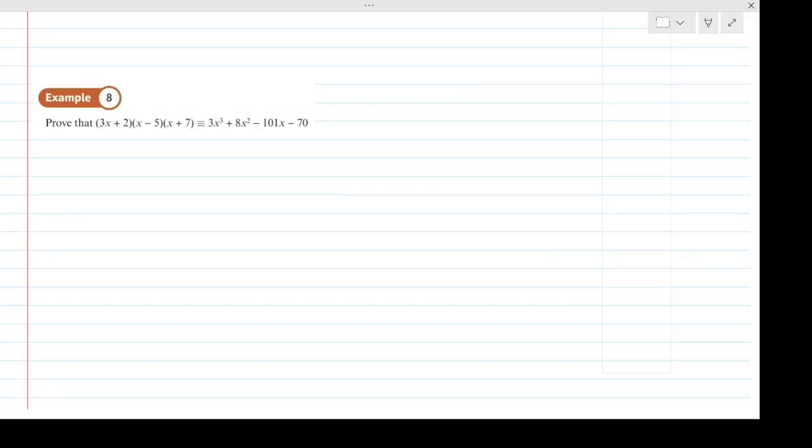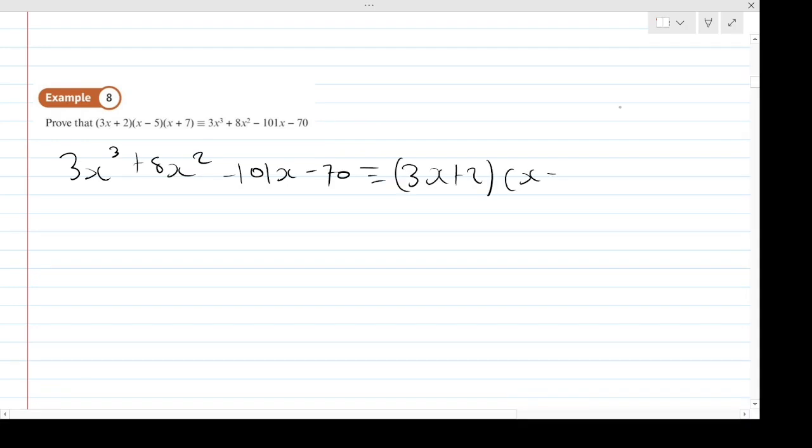Okay, cool. So first example then, we are asked to prove that 3x plus 2, lots of x minus 5, lots of x plus 7 is identical to 3x cubed plus 8x squared minus 101x minus 70. So again, we have this identical symbol. We need to prove that the left side is exactly the same as the right-hand side. If I write this out again, 3x cubed plus 8x squared minus 101x minus 70 is identical to 3x plus 2, x minus 5, x plus 7.